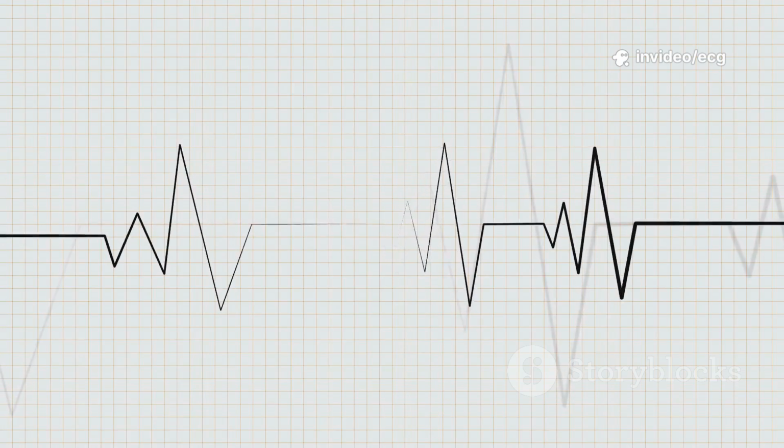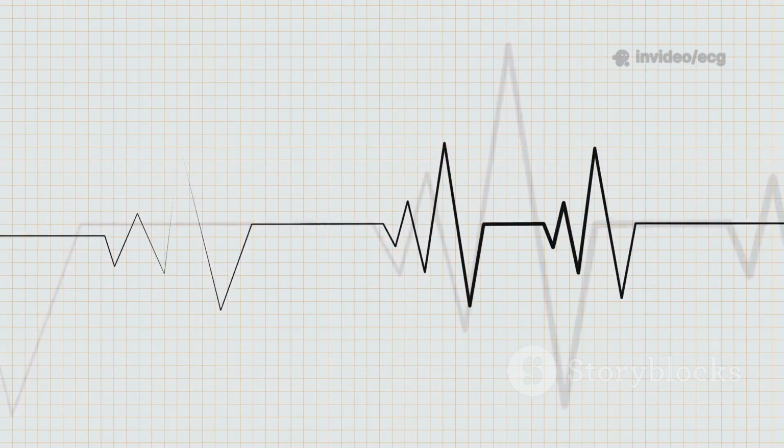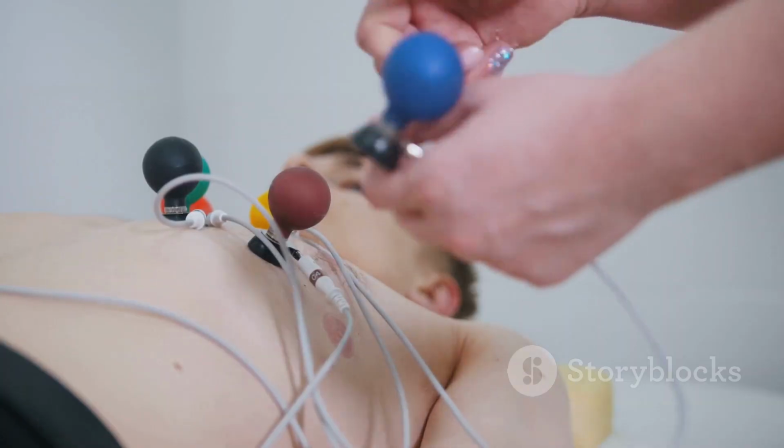Verify calibration is set to 10 mm per mV. Verify paper speed is 25 mm per second. This prevents interpreting the wrong or misrecorded ECG.